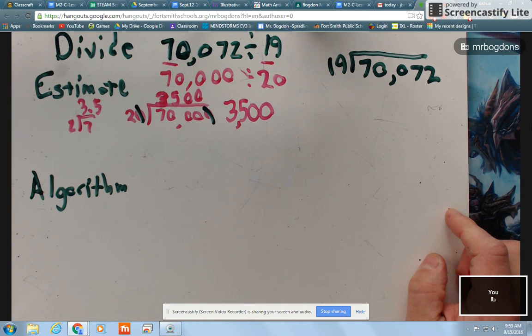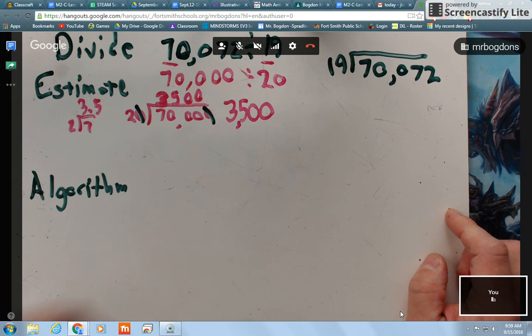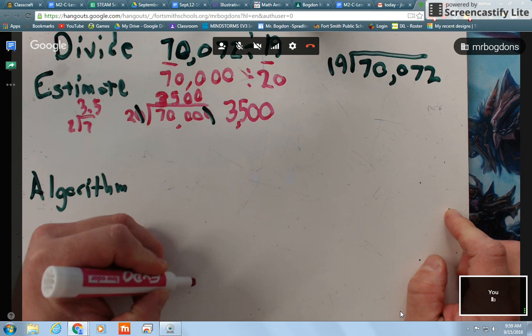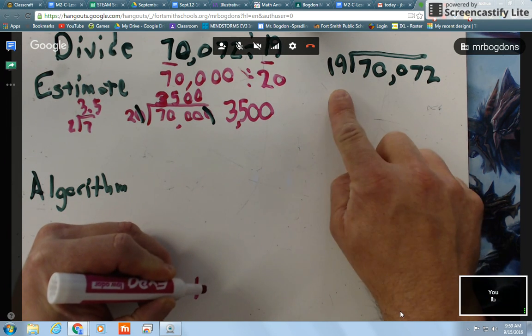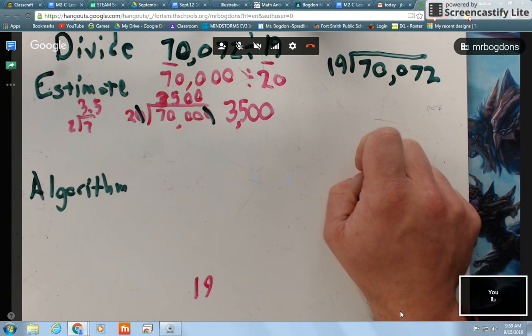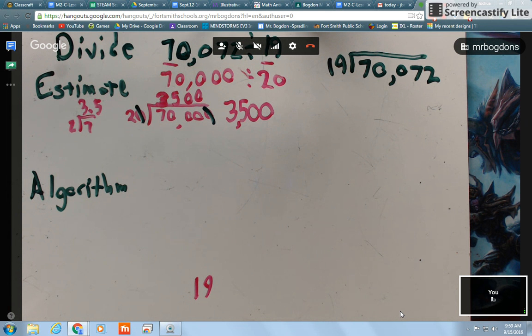Okay. Well, let us do that. And remember, whenever we're making a multiplication tower, we write the divisor, 19. Okay. And if I add a group of 19 to this, what's my new sum going to be?